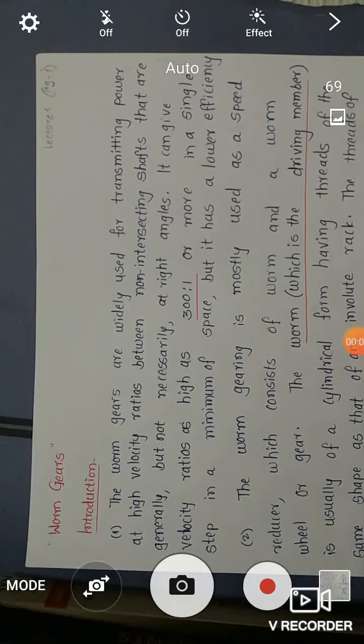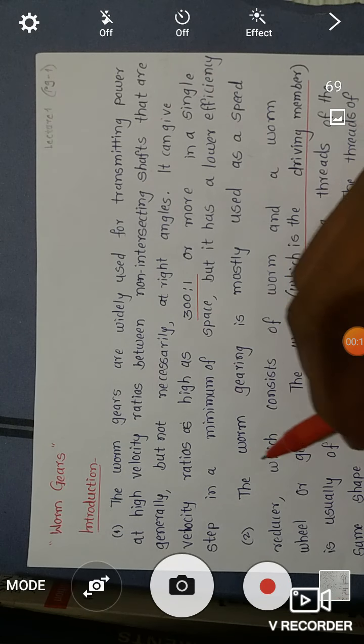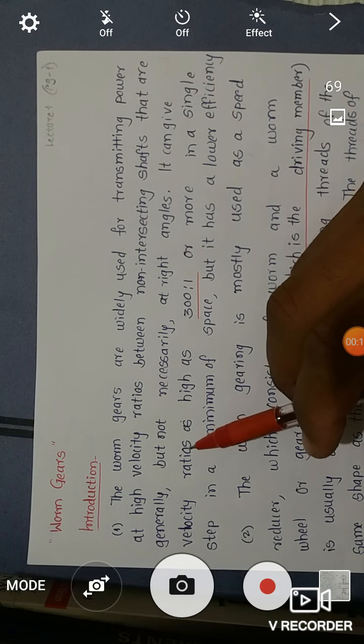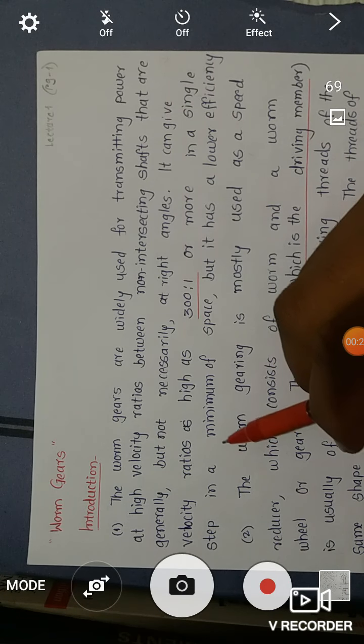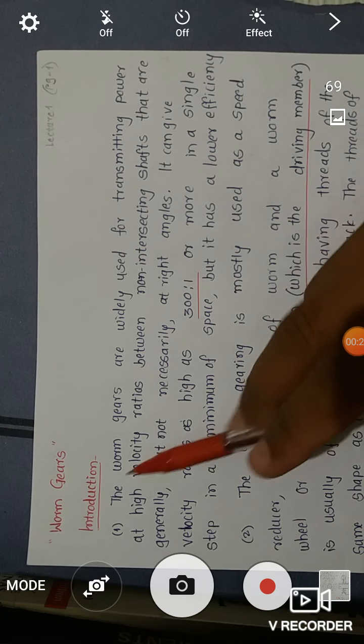Today we start a new chapter, that is worm gears. First, in this lecture we discuss the introduction. If we see worm and worm gear, the main advantage in worm and worm gear is the high speed reduction ratio, which is the main characteristic of this type of gears.